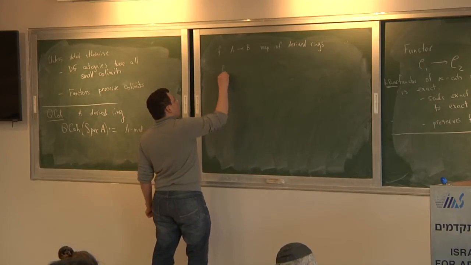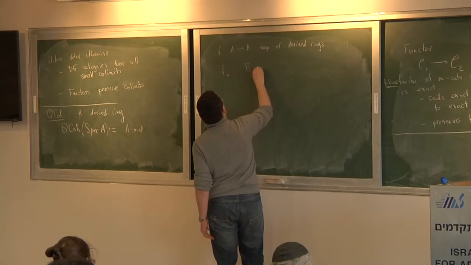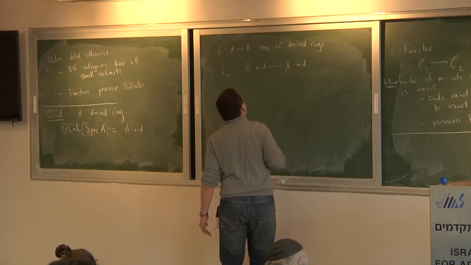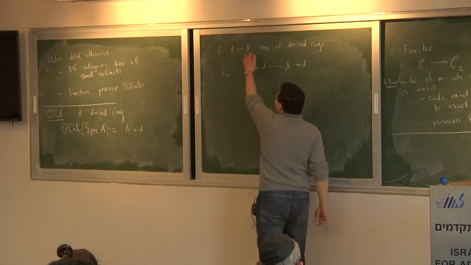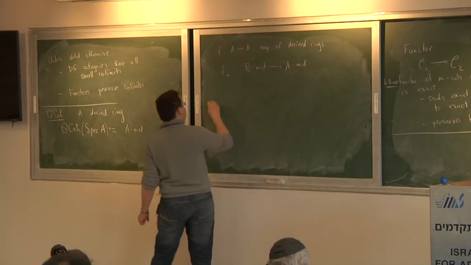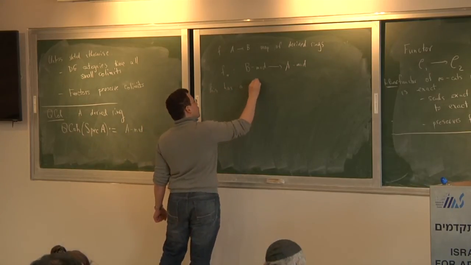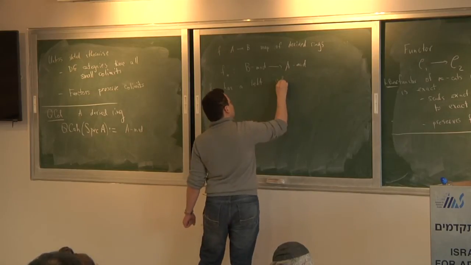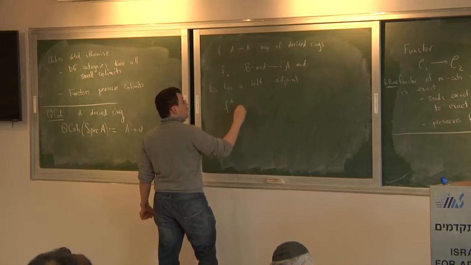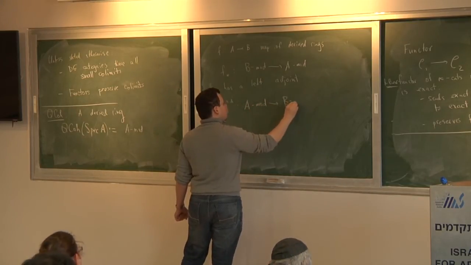Then, well, tautologically, we have a restriction functor from B modules to A modules, right? If you have a module over B, you can think of it as a module over A, no problem. So this has a left adjoint, let's call it F upper star, from A modules to B modules.